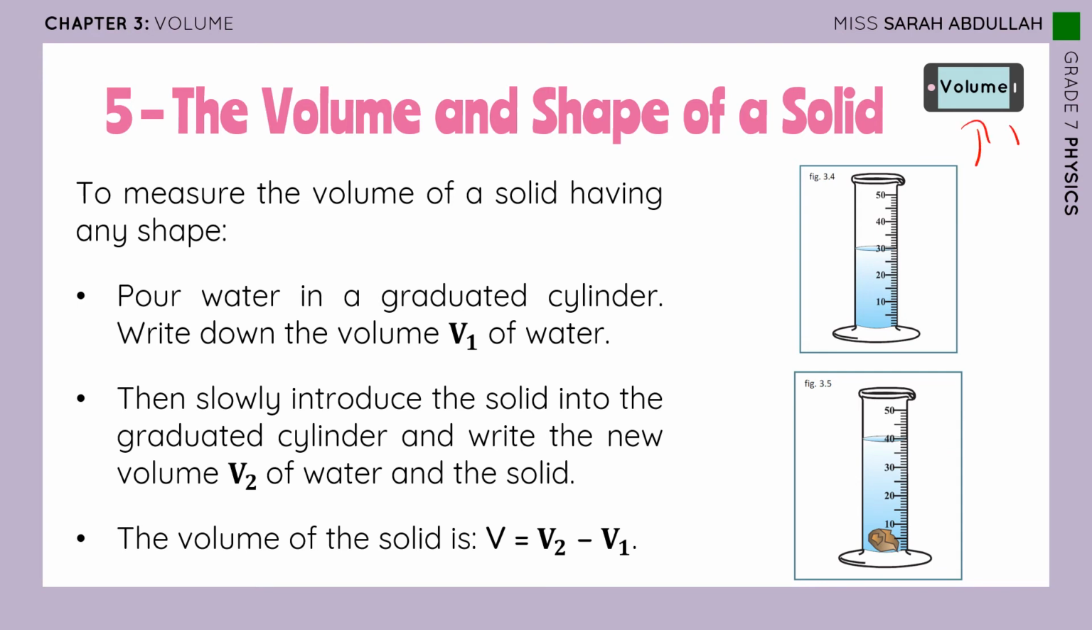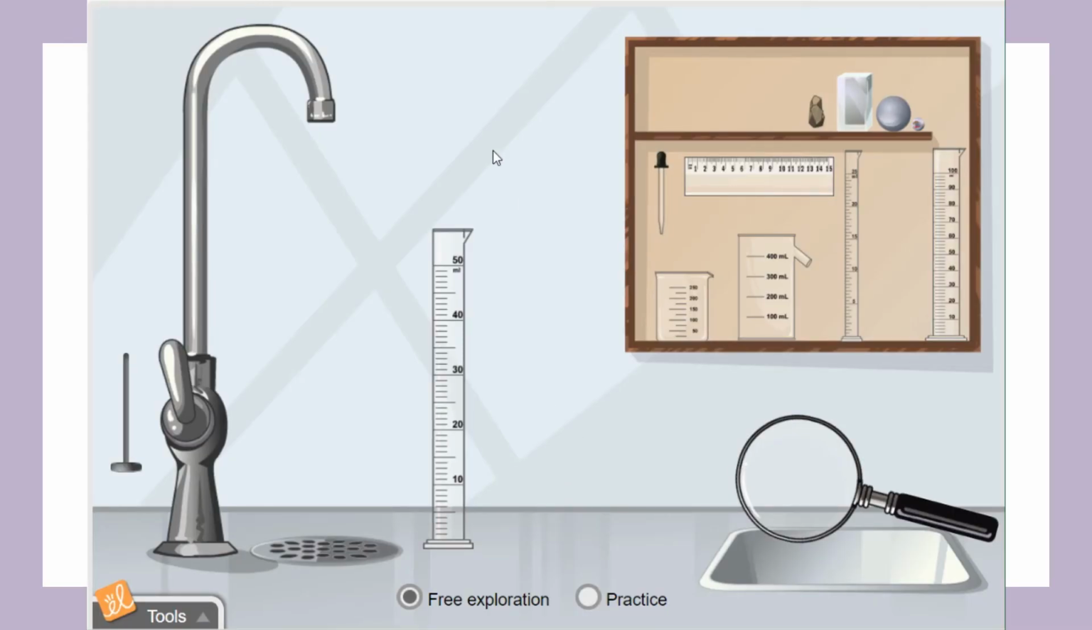Now let's go to this simulation so that we can have a little experiment. So now I need to find the volume of this marble. How can I find the volume of the marble? I cannot simply place it in the graduated cylinder and just read the value. It doesn't work like that. So how can I find the volume of this little marble?